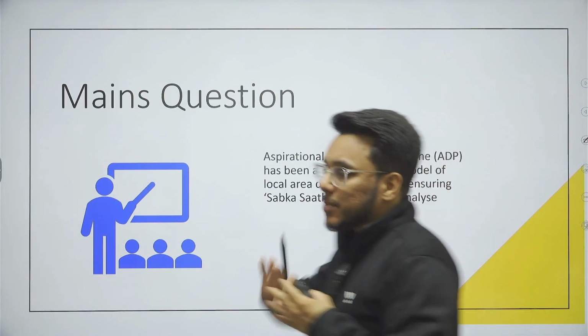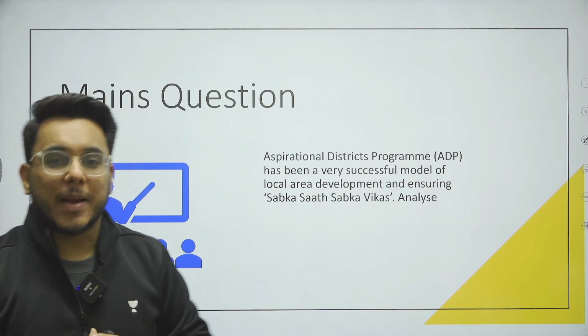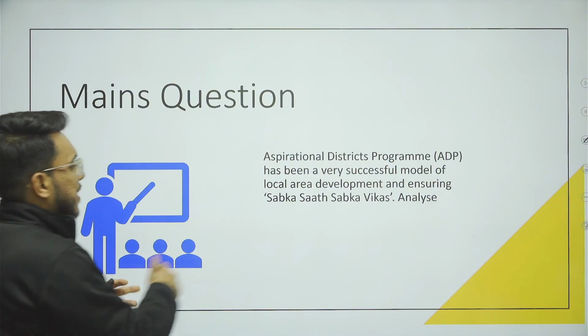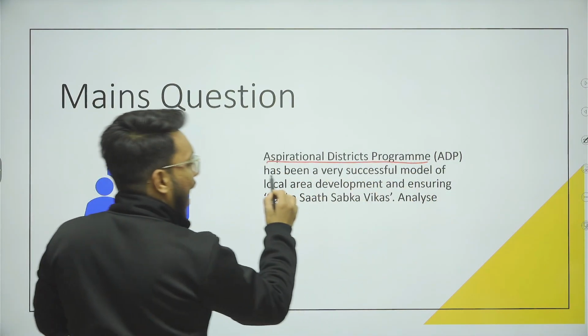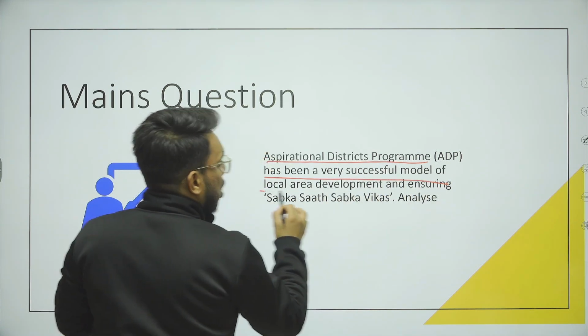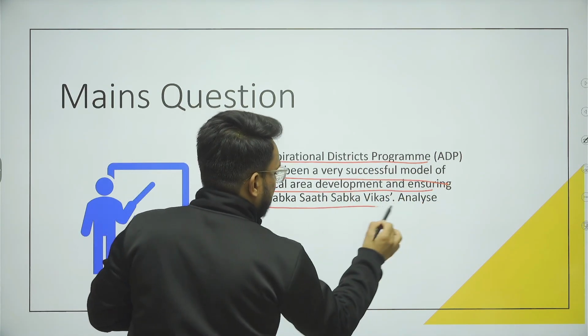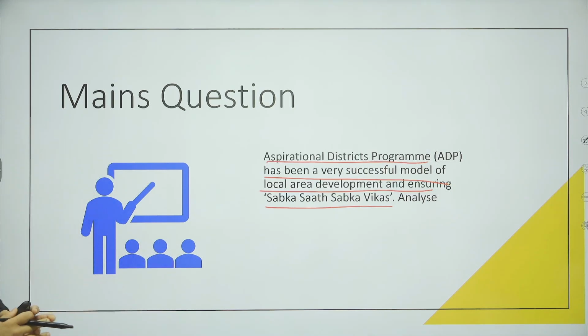Now, on this line, I have also framed a mains practice question. The mains practice question is like this: aspirational district program has been a very successful model of local area development and ensuring sabka saath sabka vikas. Analyze. Okay, so this will be a GS paper number 2 social justice question. You can practice it in 10 marks.